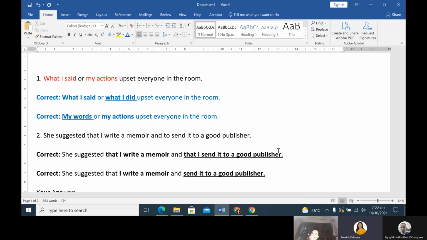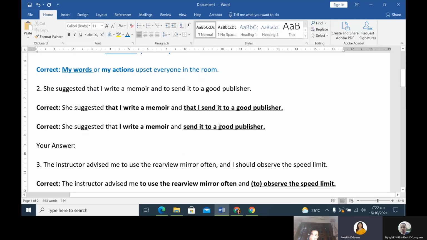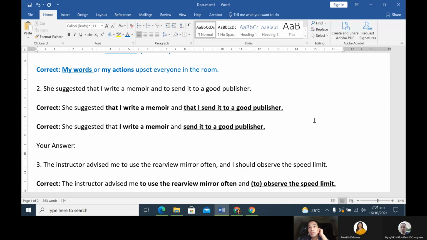Yeah. Okay, now look at this one. I want you to tell me what makes the sentence number two not parallel. It is not grammatically correct. I want you to tell me what is wrong with the sentence. She suggested that I write a memoir and to send it to a good publisher. What's wrong with this? Write a memoir and to send.